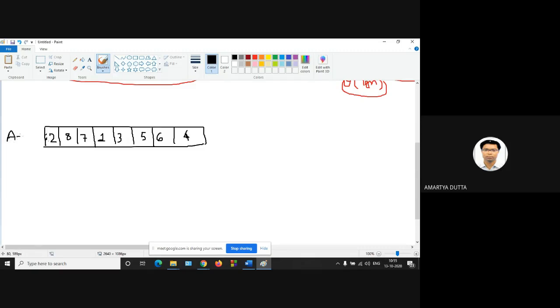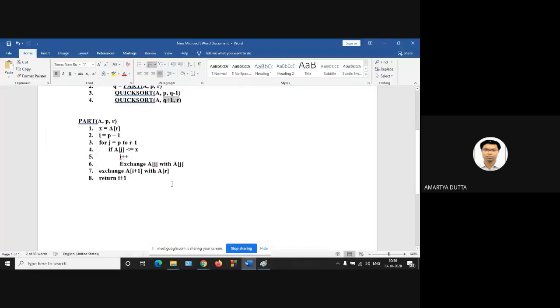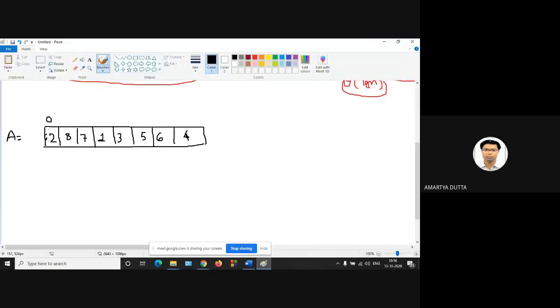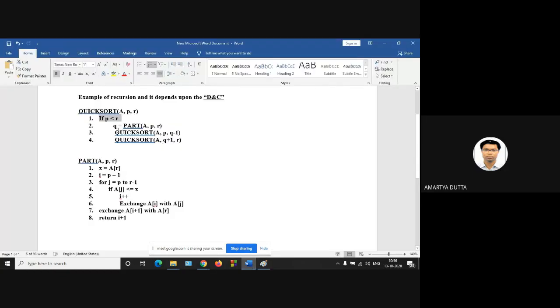You have to sort the array using quick sort. This quick sort is very important for your exam purposes. First of all, if p is less than r, and obviously p is less than r because the indices run 0, 1, 2, 3, 4, 5, 6, 7, so 0 is less than 7, then q is equal to partition of A, p, r.